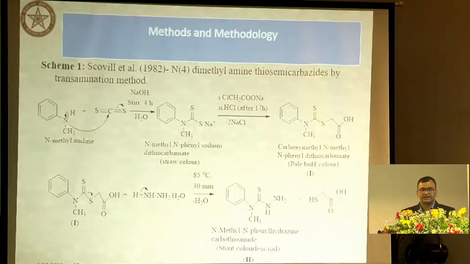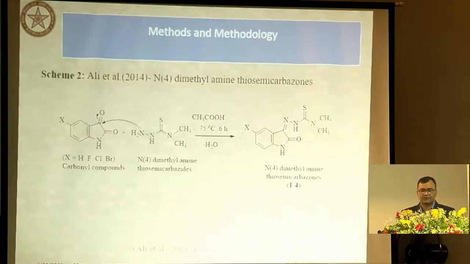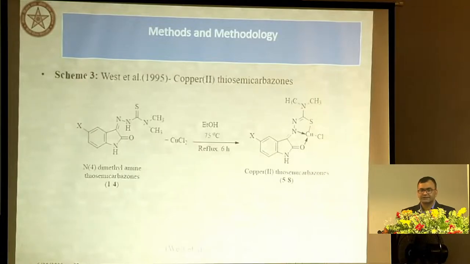Now, this is the method and methodology section. It is classified and categorized into three types. That is scheme one for the preparation of N4-substituted thiosemicarbazide, the second one is the formation of thiosemicarbazones, and the third one is the formation of copper(II) complexes.